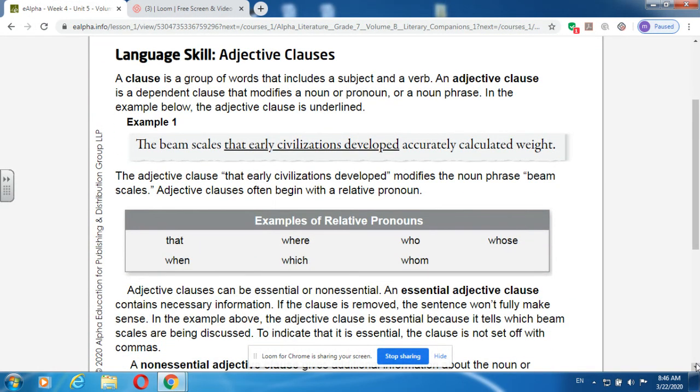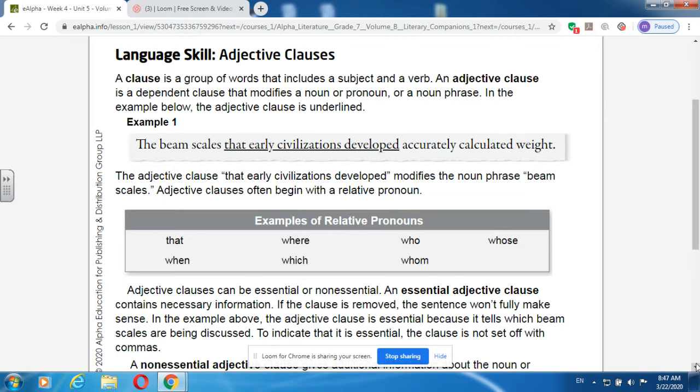The beam scale, example 1: The beam scales that early civilizations developed accurately calculated weight. The adjective clause that early civilizations developed modifies the noun beam scales.